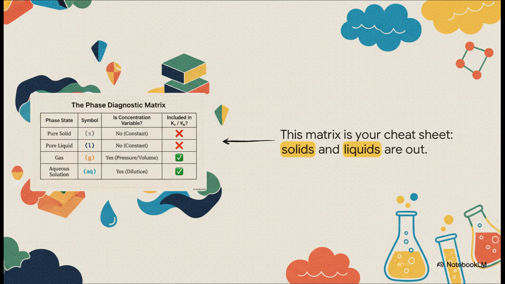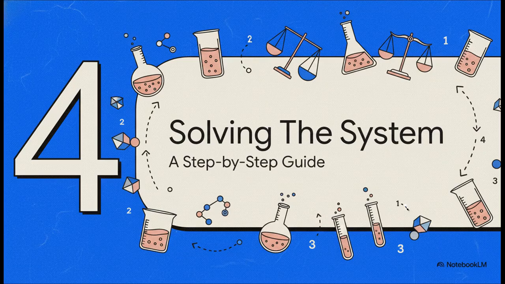Out they go. Gases and things dissolved in water, or aqueous solutions, their concentrations can change, so they are absolutely included. This is the simple check you can do on any reaction you see. Okay, we know the rule, and we know why the rule works.